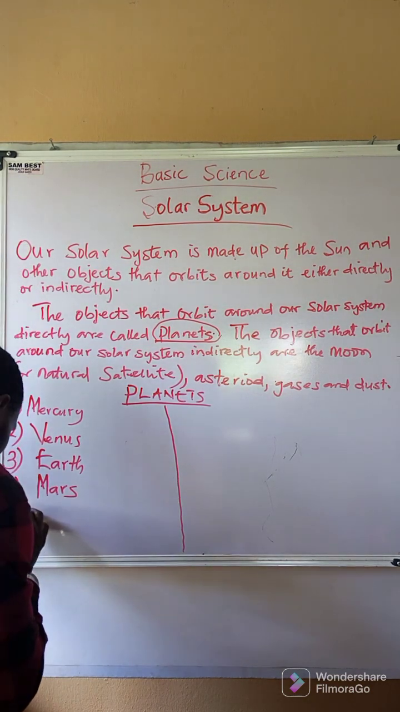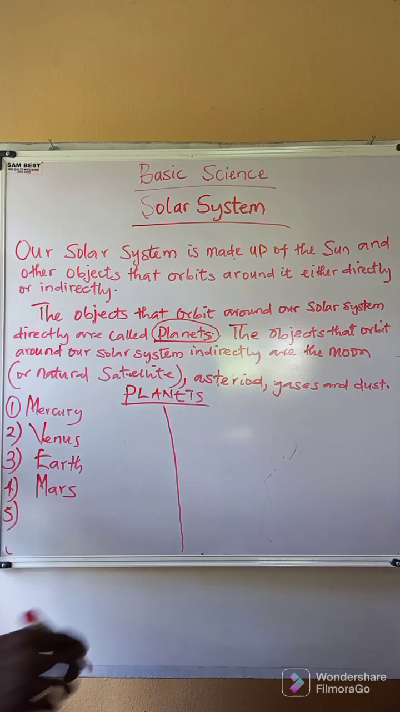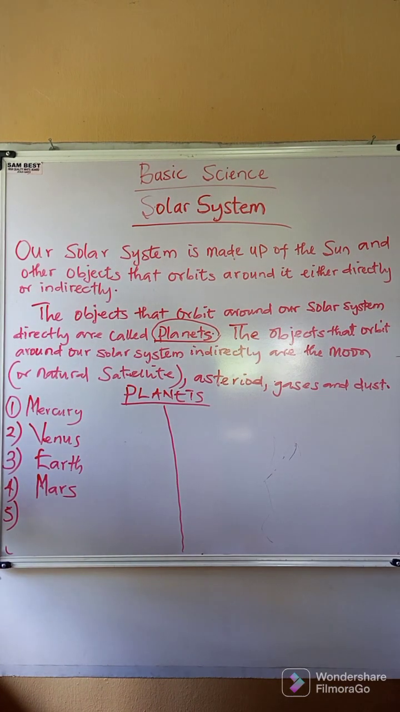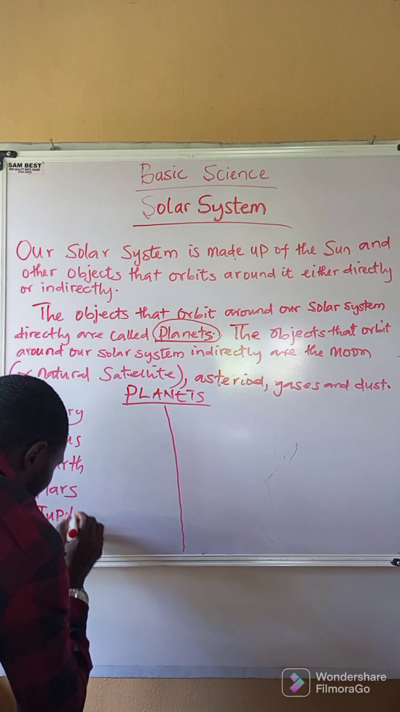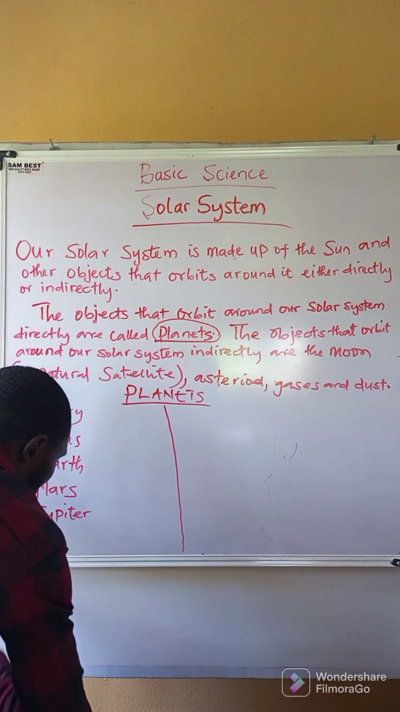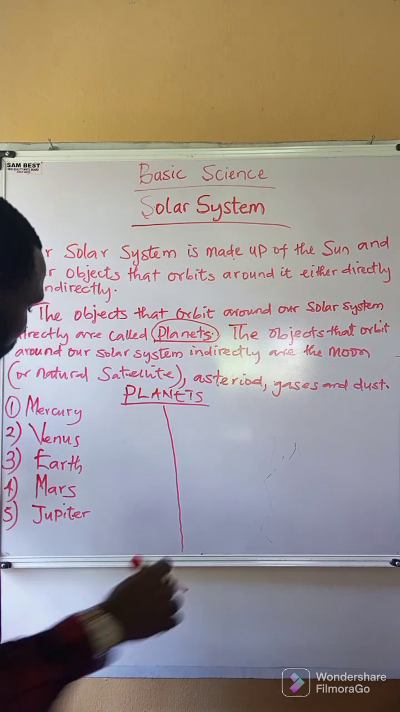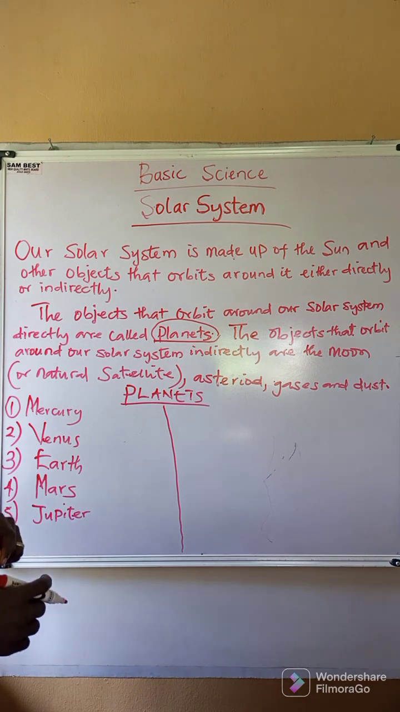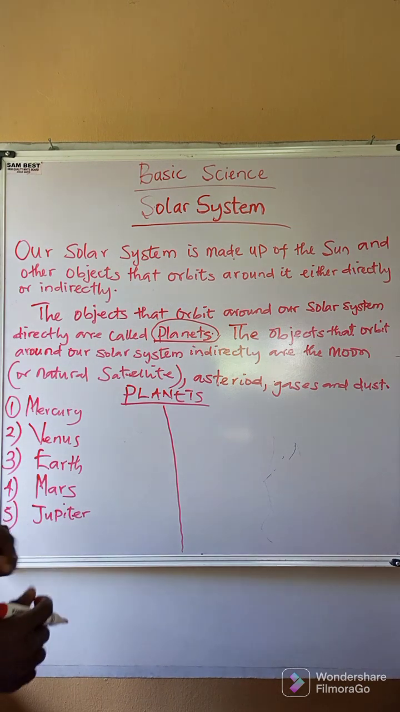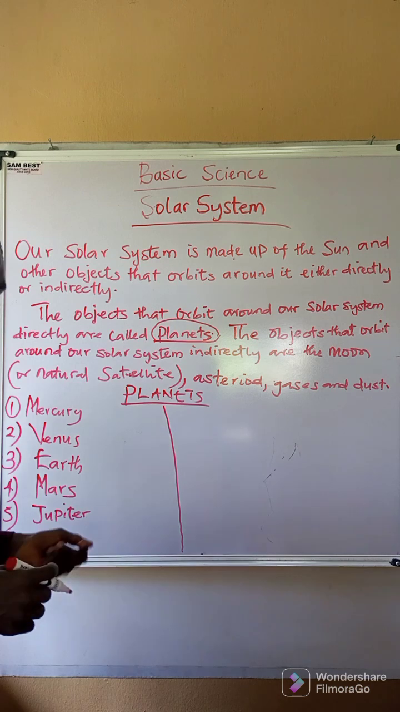Our fifth planet after Mars is Jupiter. That's our fifth planet. Like I said, we have 9. We've only gotten 5, so we still have 4 left.